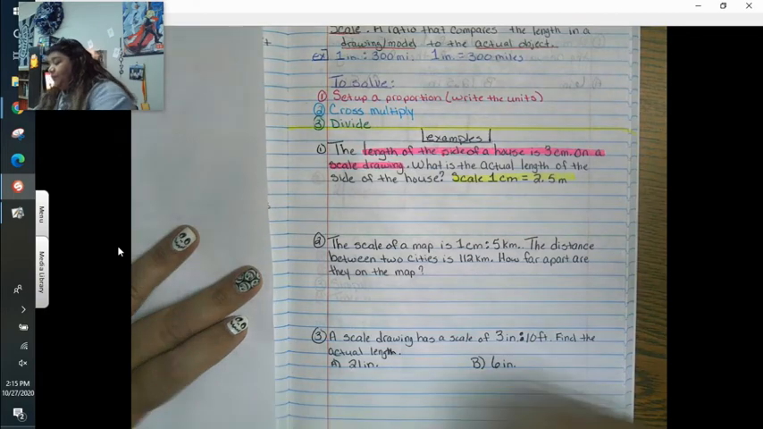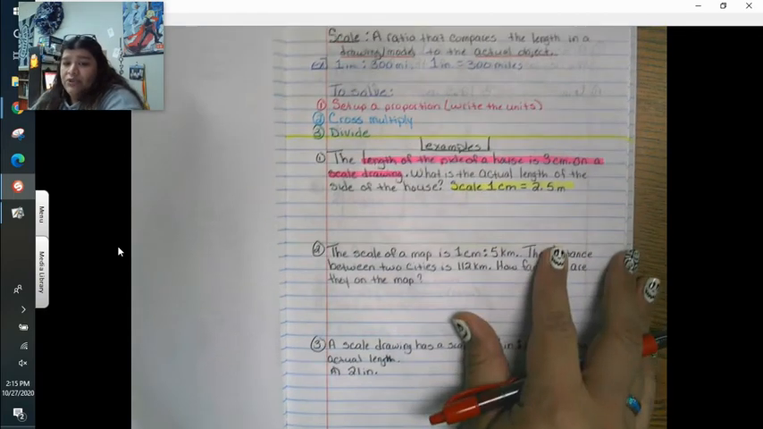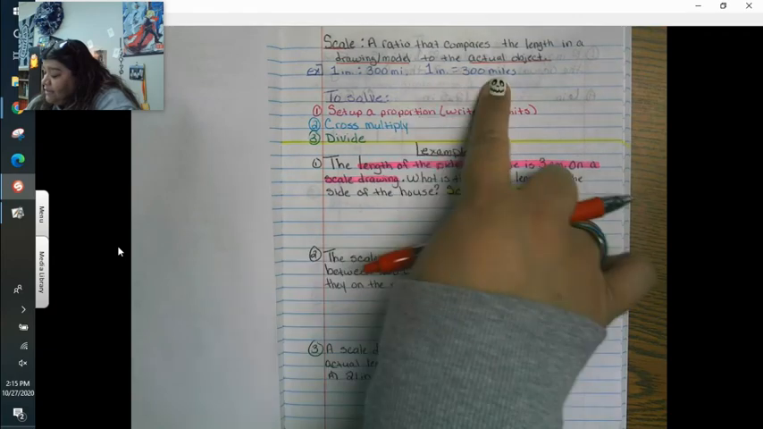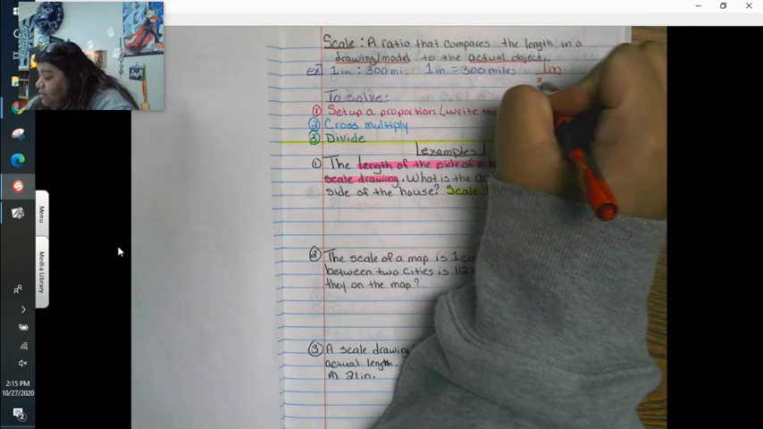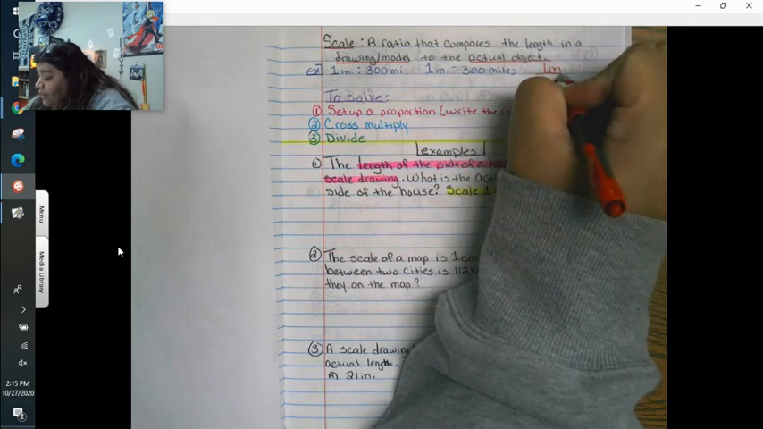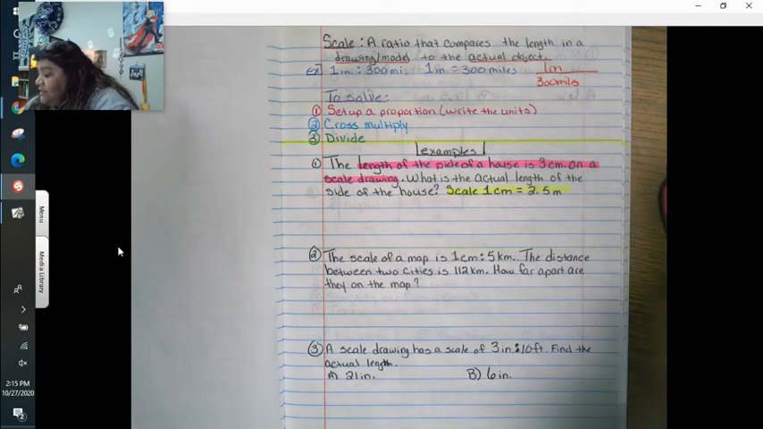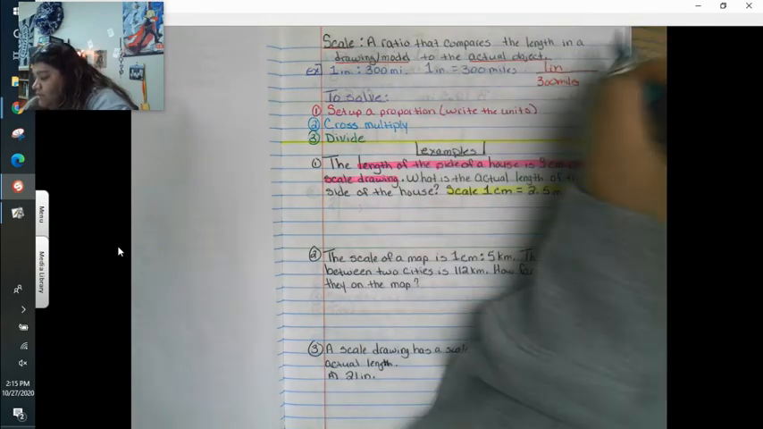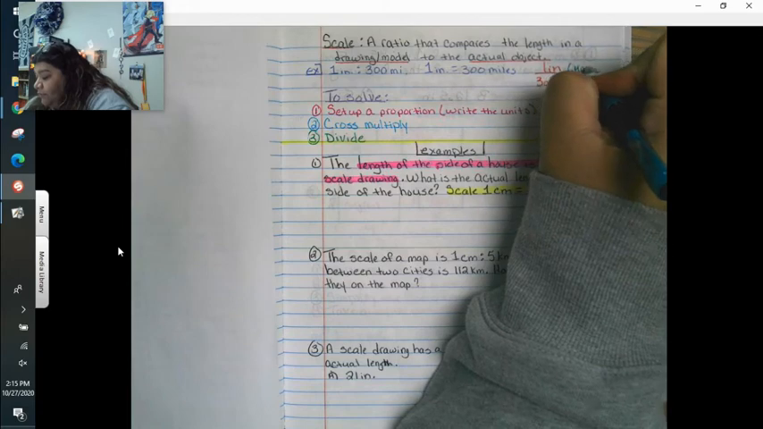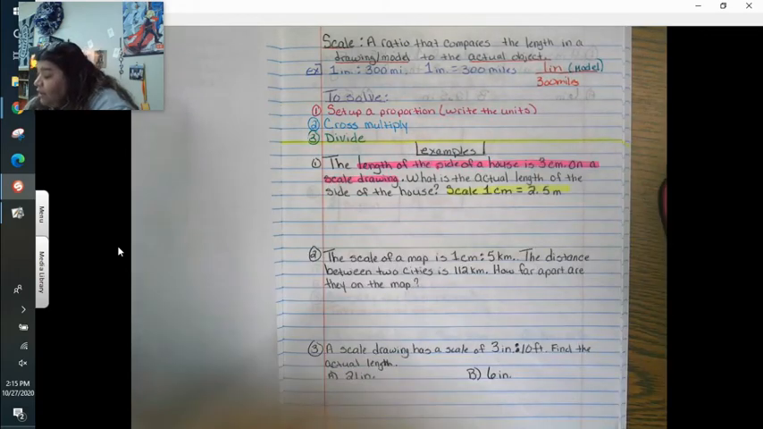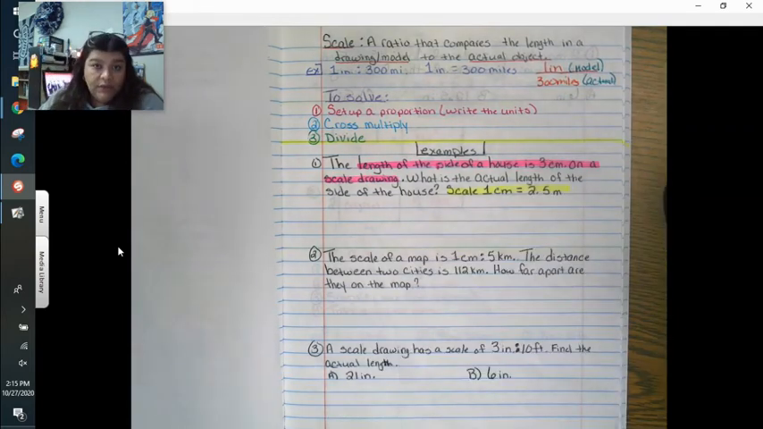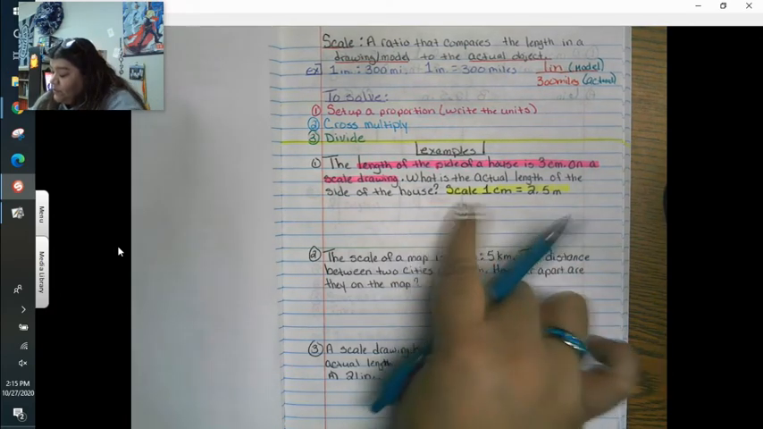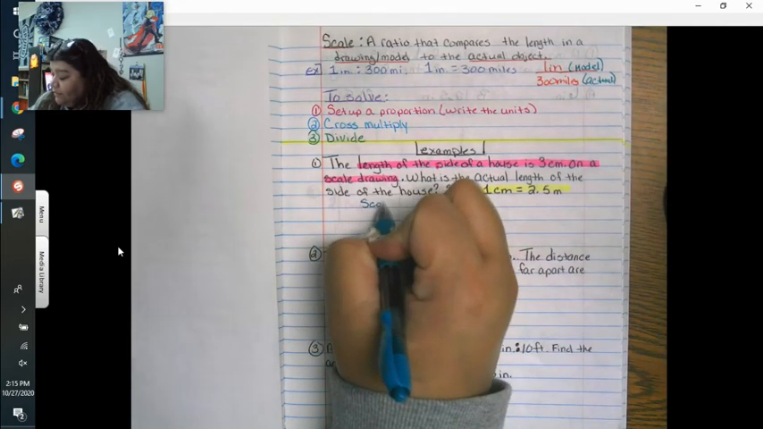One thing I do want to mention about the actual scale, it's written like this. It can also be written as a fraction, so I can also write 1 inch to 300 miles. What it actually means is the number on top, or the number that's first, is the model, or the drawing, whereas the bottom number is the actual distance or the actual size of the object we're talking about. So when I look at this, this says 1 centimeter. So I'm going to write the scale first.